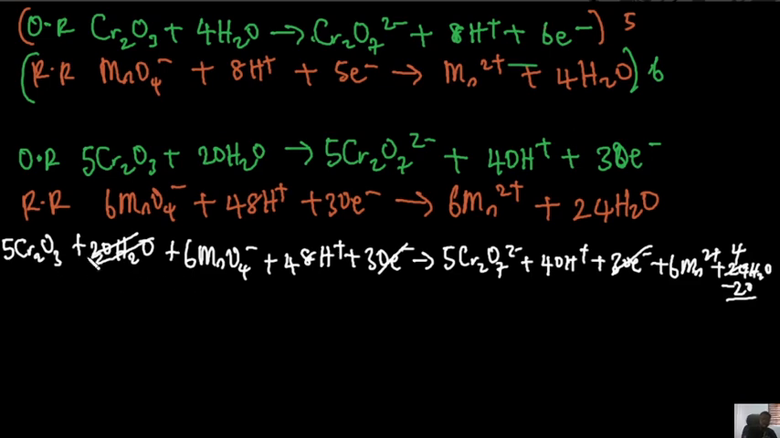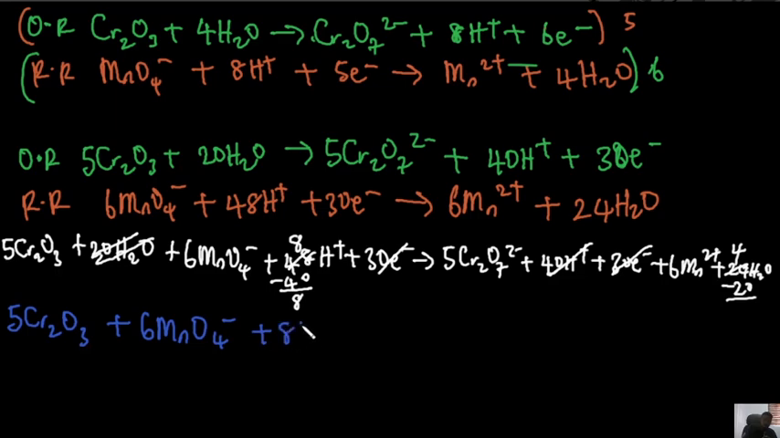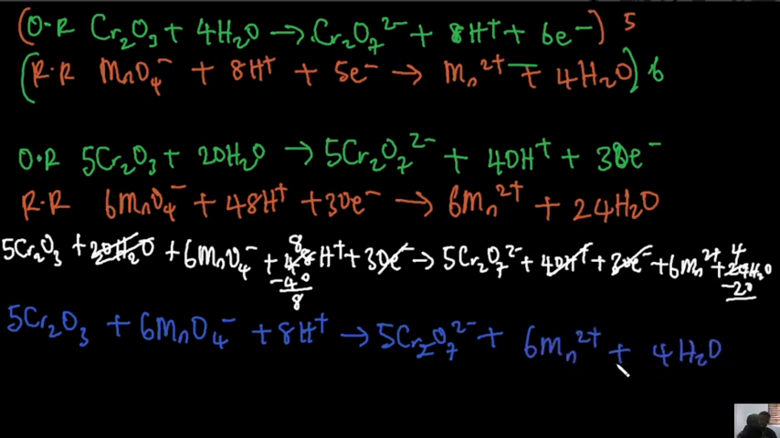Okay, then what else is redundant here? Hydrogen ion is redundant, so you find out there are 48 here and 40 here. So let's remove every hydrogen ion on this side, 40, because this is the smaller side. So remove 40 here and then subtract the same 40 from here. When you do that, we'll have 8 remaining, which means here will be 8. Hence our final reaction is going to be 5Cr2O3 plus 6MnO4 minus plus 8H plus. Then there are no more electrons, so we go on. 5Cr2O7 2 minus plus 6Mn2 plus plus 4H2O. So notice that this is balanced.